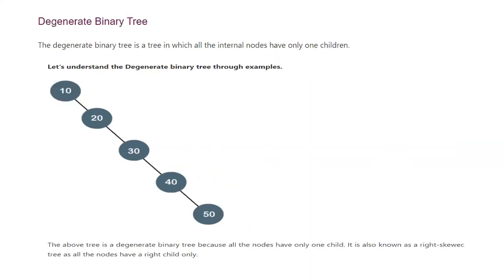Next comes the degenerate binary tree. Degenerate binary tree is a tree in which all the internal nodes have only 1 child. So if all the children are right aligned, it is going to be called as right skewed tree. So 10, 20, 30, 40, 50. So these nodes are going to be forming a right skewed tree as 20, 30, 40, 50 are the right child of each and every node.